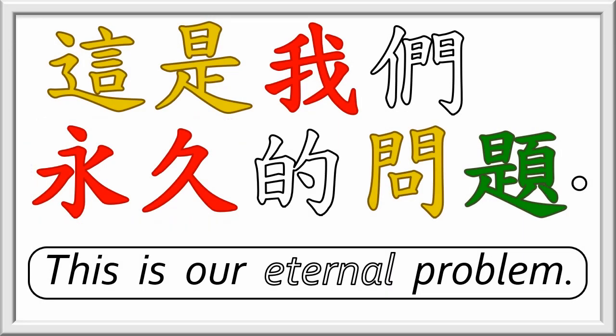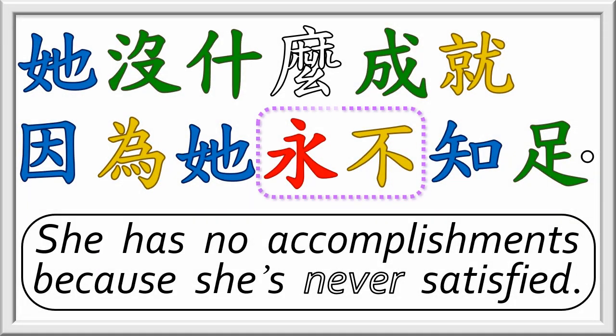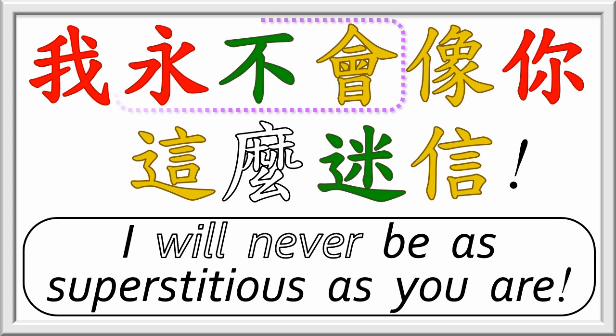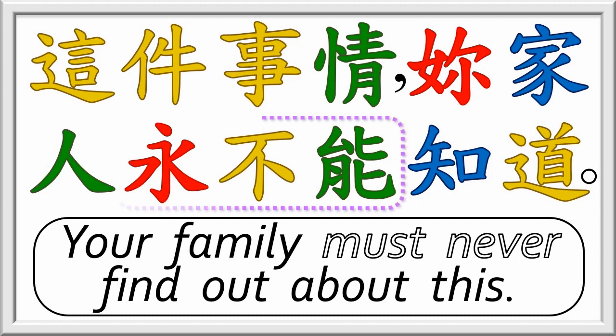这是我们永久的问题. This is our never-ending problem. 永不 is one way to say never. 他没什么成就，因为他永不知足. She has no accomplishments because she's never satisfied. 我永不会像你这么迷信. I'll never be as superstitious as you are. 这件事情，你家人永不能知道. Your family must never find out about this.